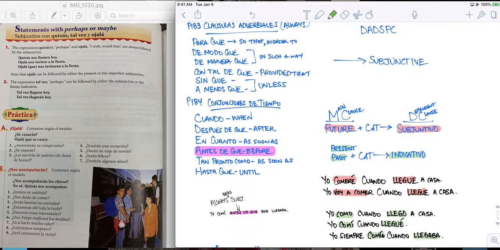So far, we've covered cláusulas adverbiales, and these guys always beg the subjunctive. This is Dad's PC. It's the negotiating terms. And so, whenever you have a cláusula adverbial, or you have a Dad's PC, you're always going to use the subjunctive. If it's imperfect, subjunctive. If it's preterite, subjunctive. If it's conditional, future, present, subjunctive.